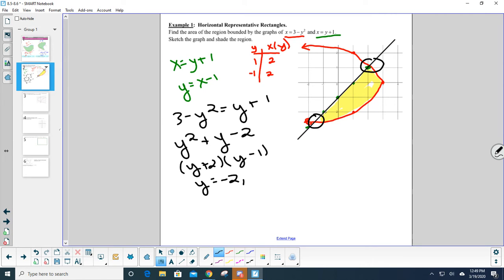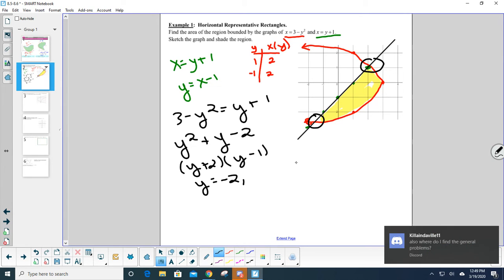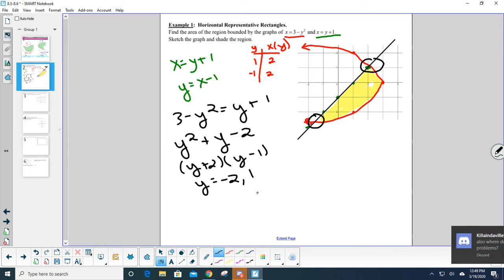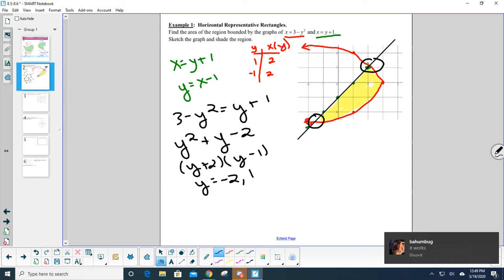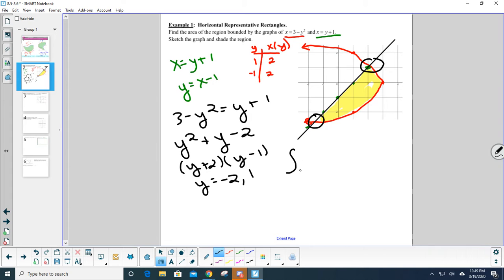So I drew this one too big. Negative 2 should be somewhere in here, and then y is 1, and that's up here. So I don't know what I did wrong. Obviously I didn't graph it very well. But I do know the bottom is negative 2 and the top is 1.